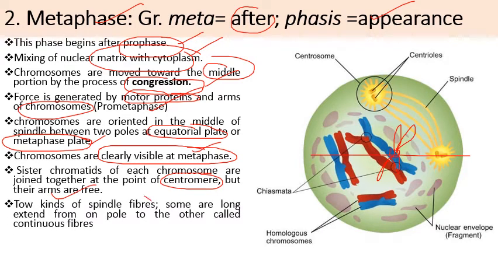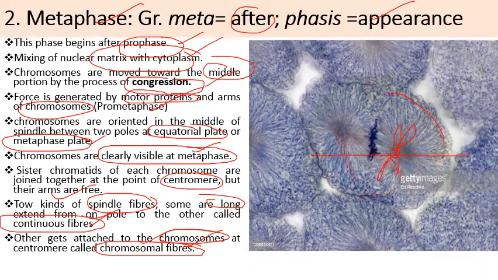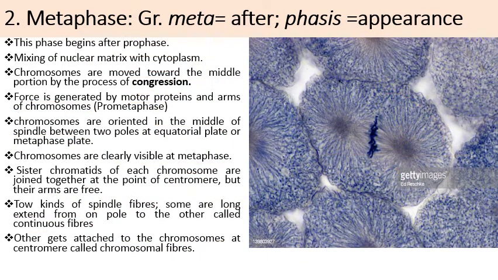Two kinds of spindle fibers are formed. Some are long, extending from one pole to the other. So some fibers are long, जो extend करते हैं एक पोल से दूसरे पोल तक, और इन्हें कहा जाता है continuous fibers भी, and some fibers get attached to the chromosome at the centromere, जिन्हें बोलते हैं chromosomal fibers. So दो तरह के fibers हैं, long fibers or continuous fibers, and the second one are the chromosomal fibers. So this is the original picture which shows the metaphase. This is the cell और इसके center में present हैं chromosomes in the equatorial plate.